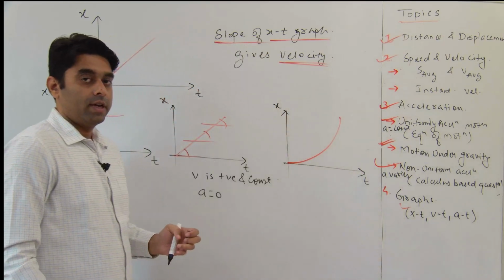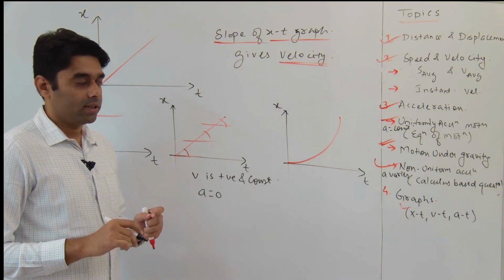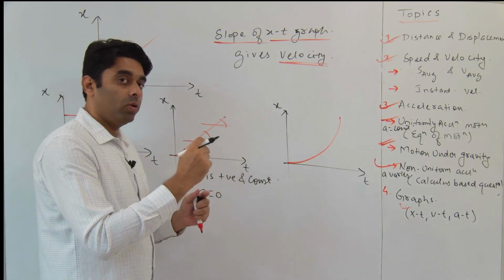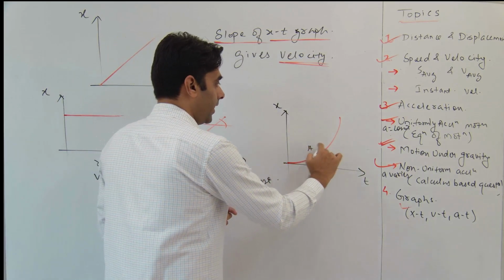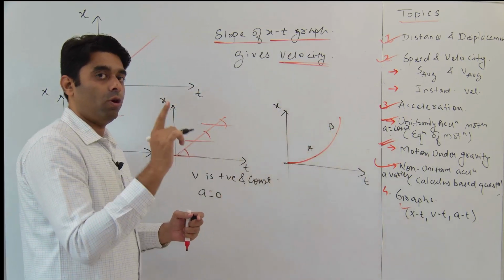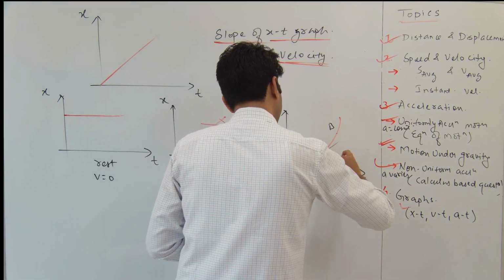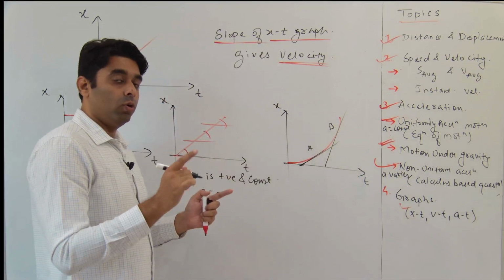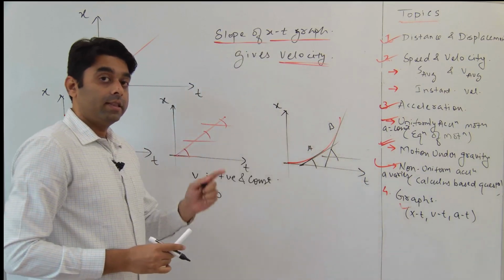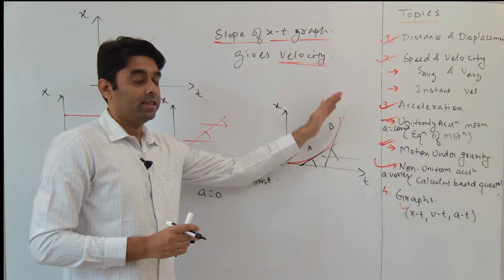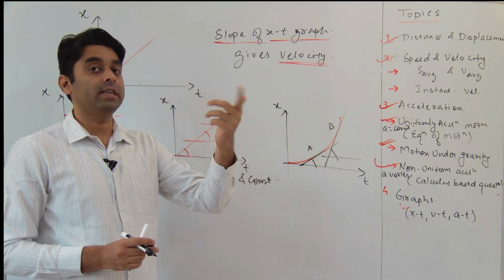Let's consider this. In this case, what do we see? We have an x-t graph which is a curve. Now, how do we find out the slope? If we take two points, point A and point B, we will have to draw tangents at points A and B. And if we look at the slope of these tangents, you will notice first thing, that the slope of the tangents is increasing. If the slope is increasing, that implies your velocity is increasing.